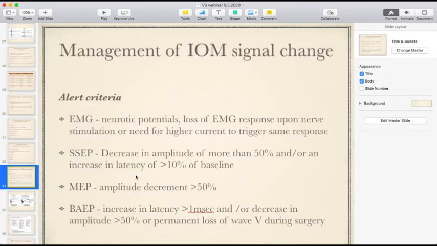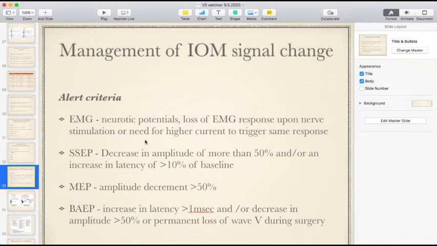Management of intraoperative monitoring signals. What are the alert criteria for a surgeon during vestibular schwannoma surgery? In EMG, neurotonic potentials, such as loss of EMG response upon nerve stimulation, or trains or bursts of high potentials, are the responses that help us understand that the dissection is going on in close proximity to the nerve and that we need to be careful.